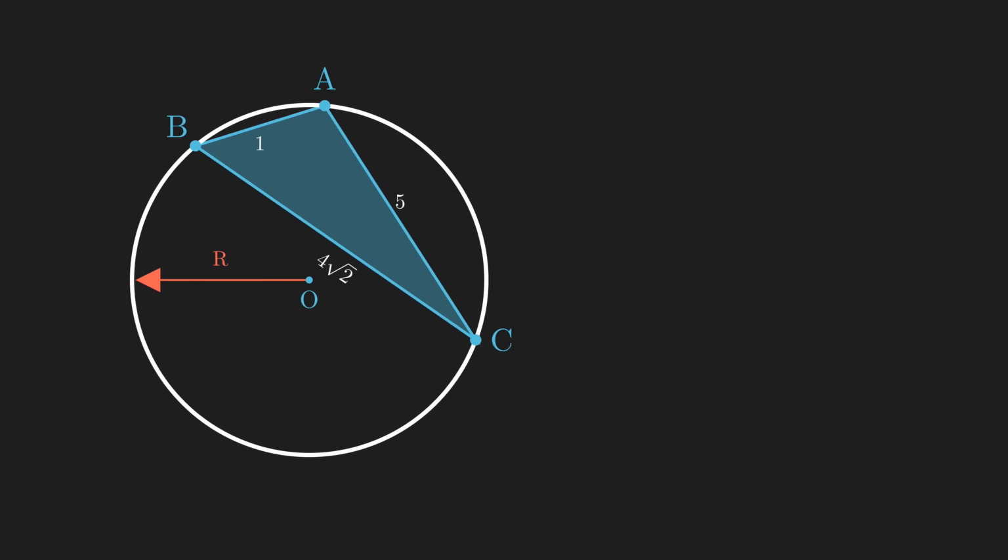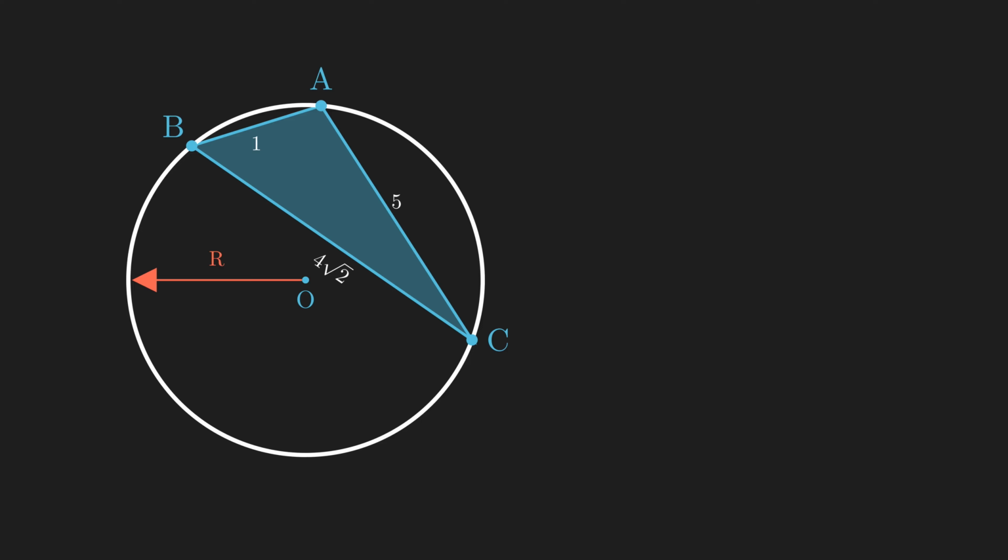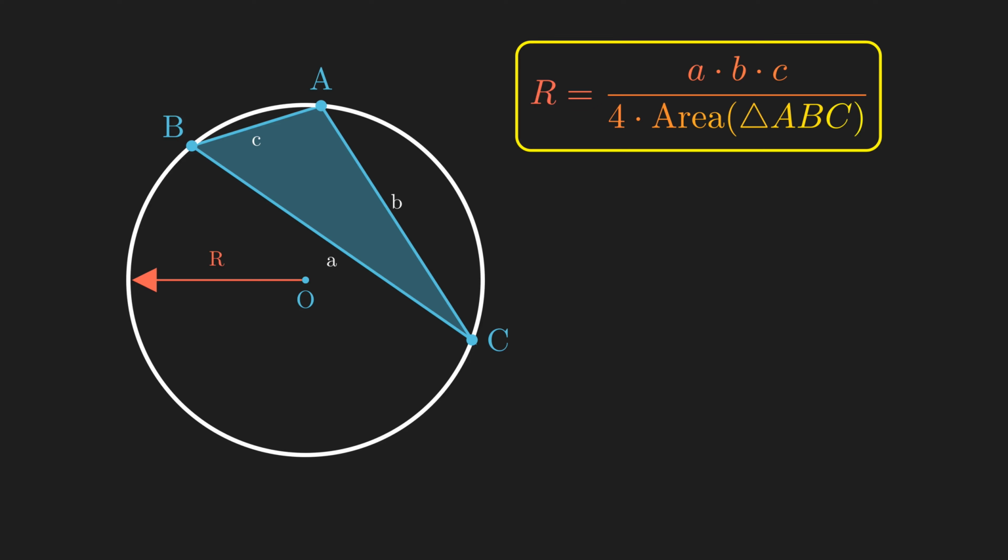Now there is a beautiful relationship between the radius of a circle and a triangle inscribed inside it. If we call the sides of the triangle A, B, and C, then the radius is equal to the product of the sides divided by 4 times the area of the triangle. Always. Isn't that interesting? Of course, you don't have to memorize such a theorem. First, we are going to prove this theorem, and then we will solve the problem.